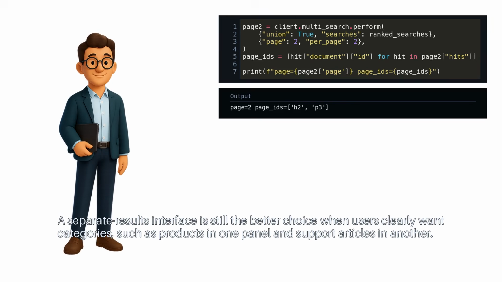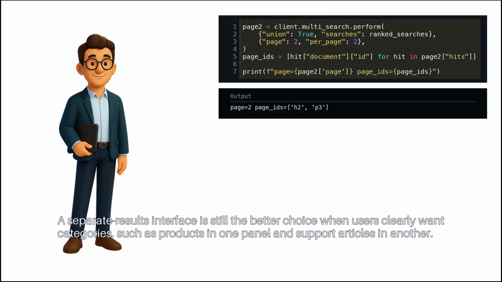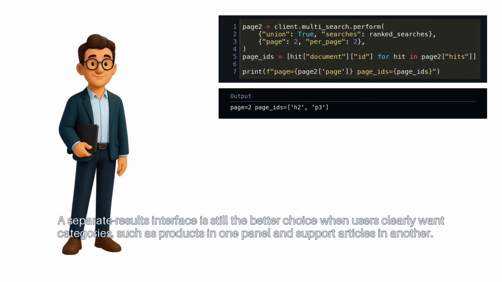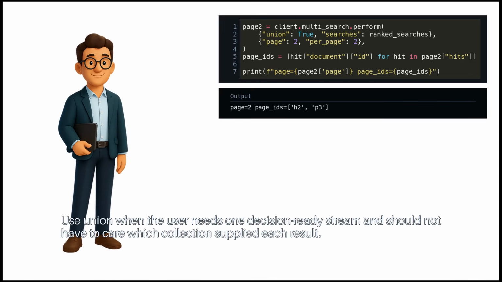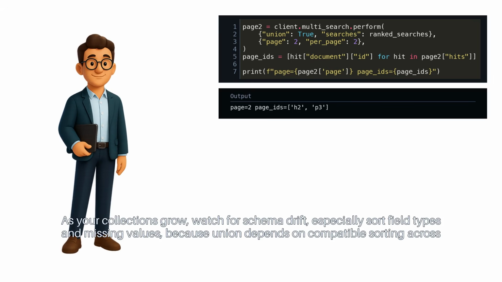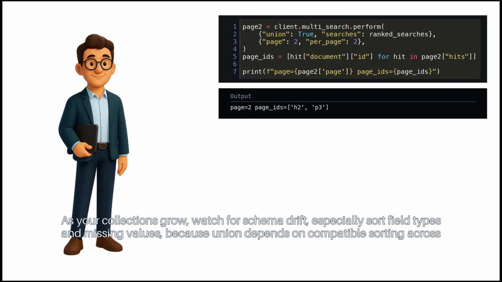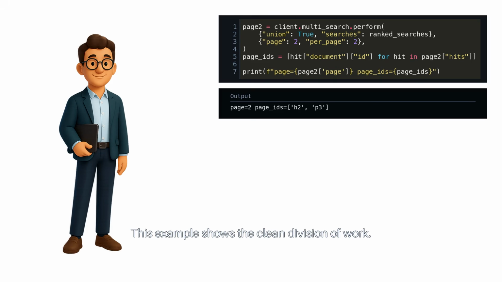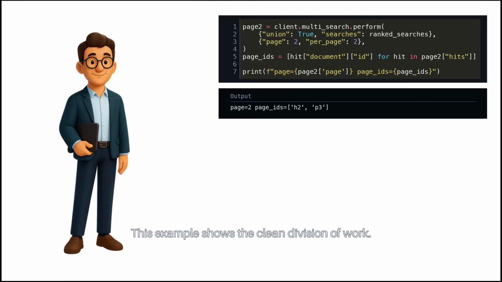A separate results interface is still the better choice when users clearly want categories, such as products in one panel and support articles in another. Use union when the user needs one decision-ready stream and should not have to care which collection supplied each result. As your collections grow, watch for schema drift, especially sort field types and missing values, because union depends on compatible sorting across every branch. This example shows the clean division of work.